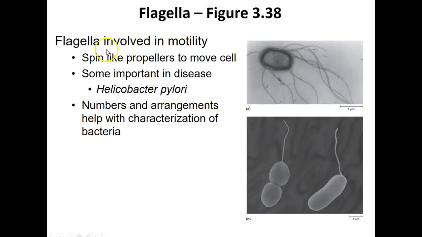Flagella. These structures are used by bacterial cells for motility. You can see in these images on the right the various flagella. Keep in mind that they're used for motility. They are composed in bacteria of a protein called flagellin. This is different from eukaryotic flagella, which are typically composed of tubulin.